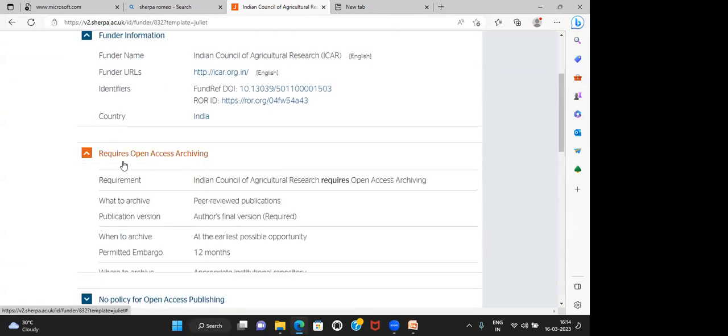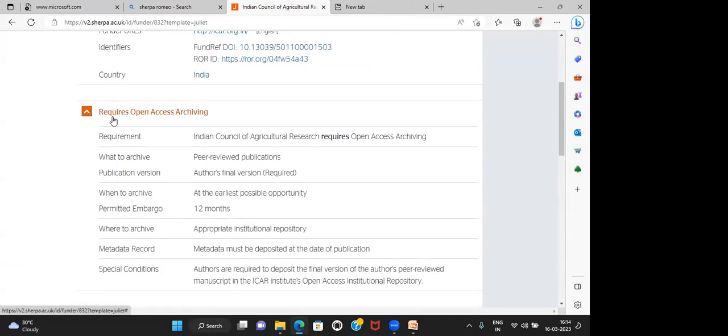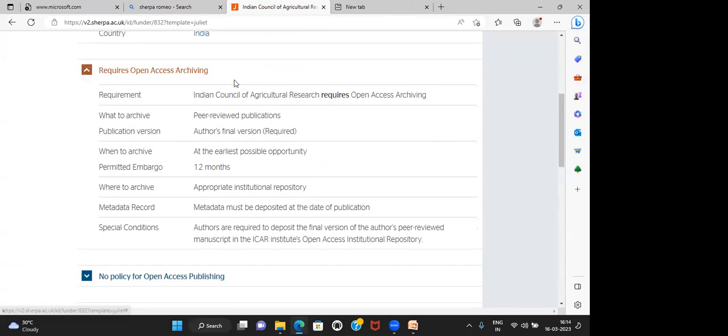Okay, next. Now we see that it is mandatory, that is required. What is required, what do we have to do? We have to do the open access archiving. That is, we have to follow the open access archiving if we receive funds from this agency. So these things we have to follow. So what is the requirement? It requires open access archiving.